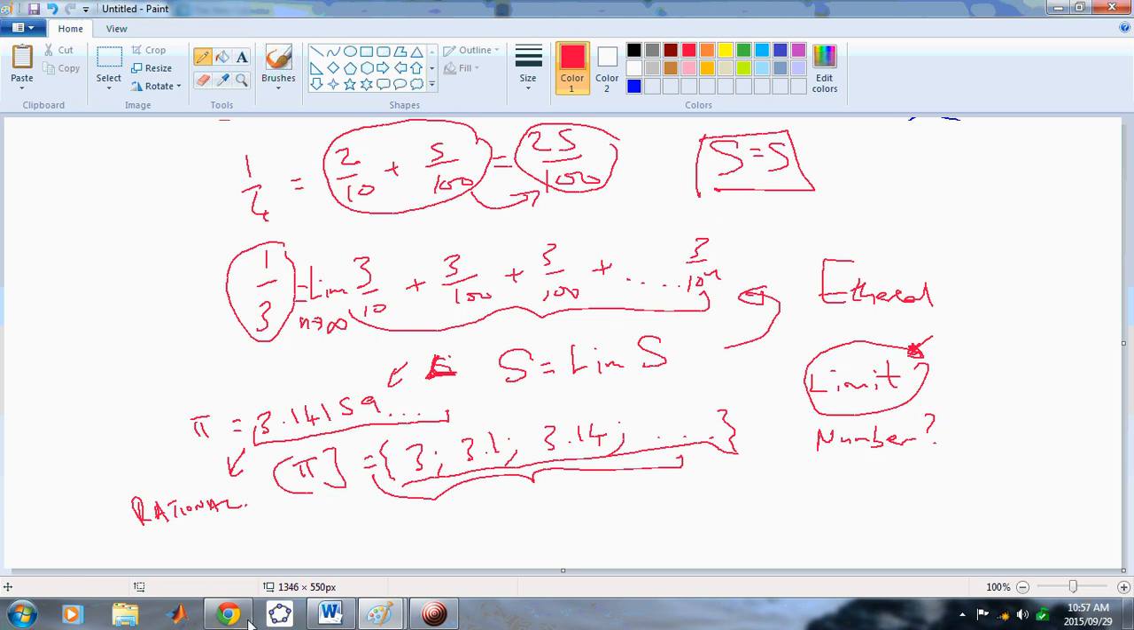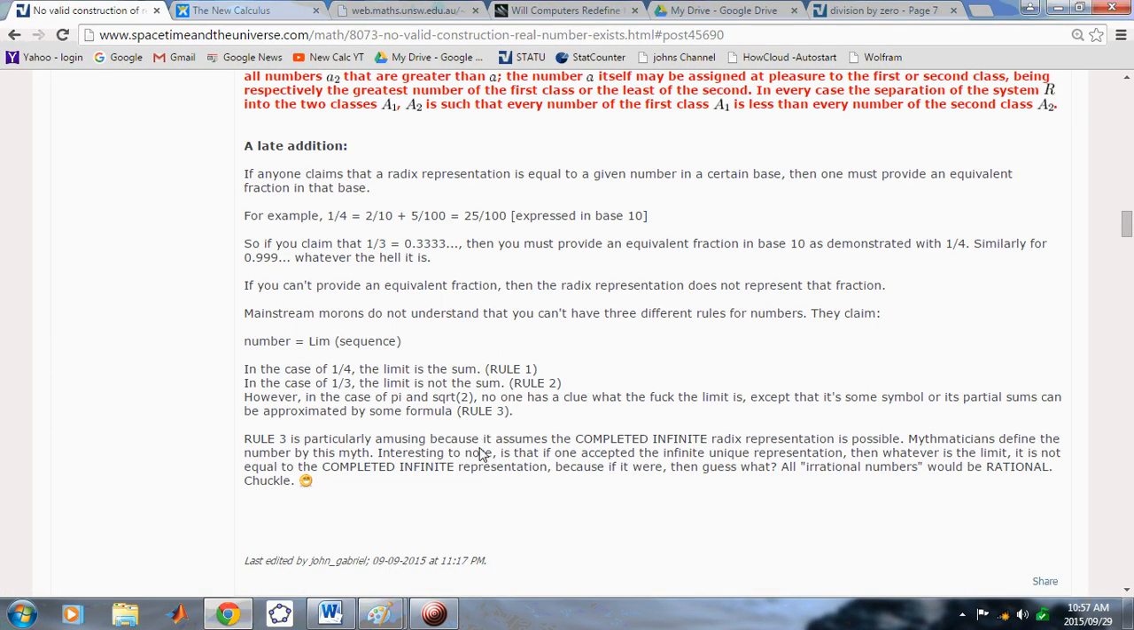In other words, nonsense. Okay, so the third case here, rule 3 that they have, so they have 3 rules for numbers, is particularly amusing because it assumes the completed infinite radix representation is possible. This is the last paragraph here, okay? Mathematicians define the number by this myth. Interesting to note is that if one accepted the infinite unique representation, then whatever is a limit, it is not equal to the completed infinite representation. Because if it were, then guess what? All irrational numbers would be rational. Ha ha ha ha. What a joke. An absolute joke. Can you get anyone more stupider than modern academia?